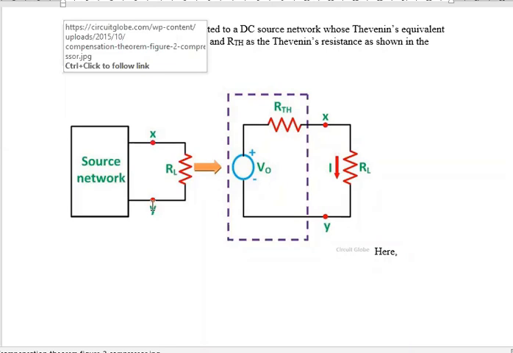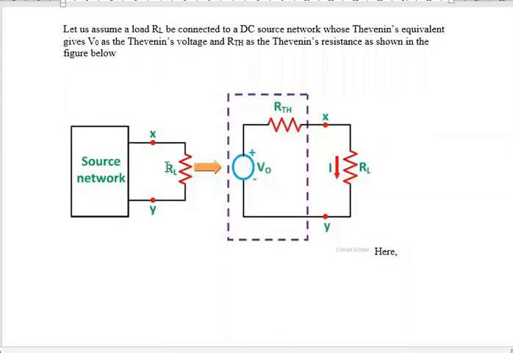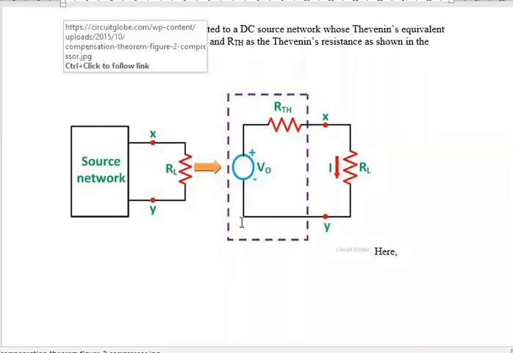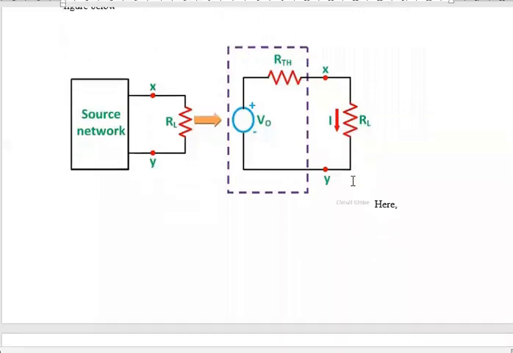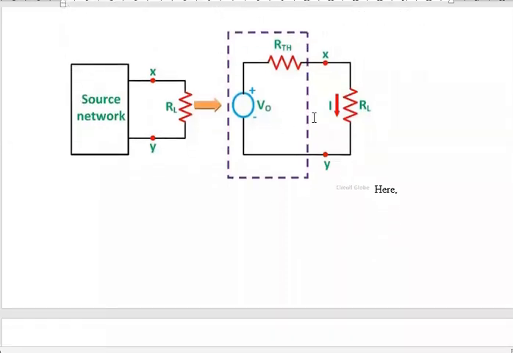This is replaced by a Thevenin's equivalent circuit. I repeat, the entire circuit that is being connected between these 2 terminals is being replaced by a simple Thevenin's equivalent circuit of V0 in series with RTH. Now in between these 2 terminals RL is being connected. Now see the analysis of this circuit.